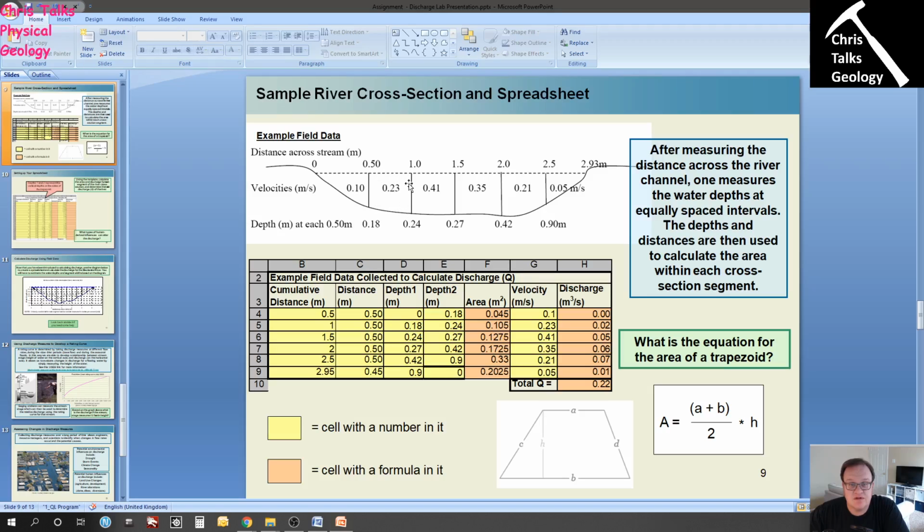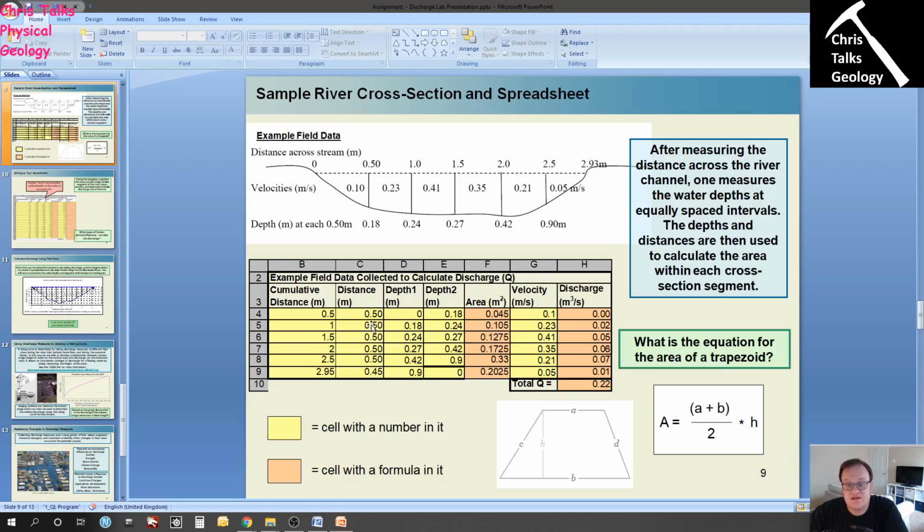Now when I come to do this slice here, what are my values? Well, I need to know the depth on this side of the slice, which is 0.18, and the depth on this side of the slice, which is 0.24. So depth 1 is 0.18, depth 2 is 0.24. The width is half a meter, because as you can see the increment has gone up by half a meter. So I have my depth 1, my depth 2, and my distance.